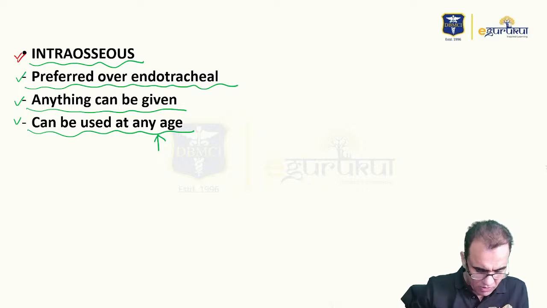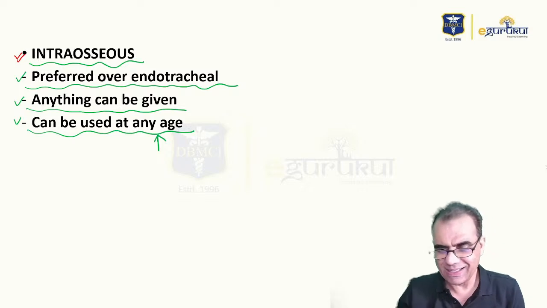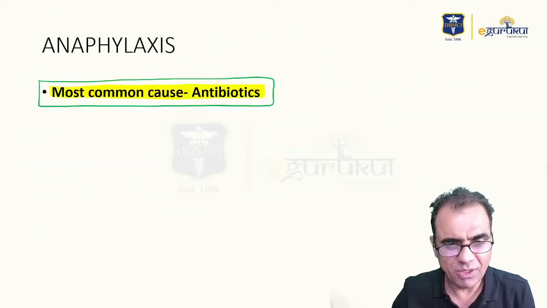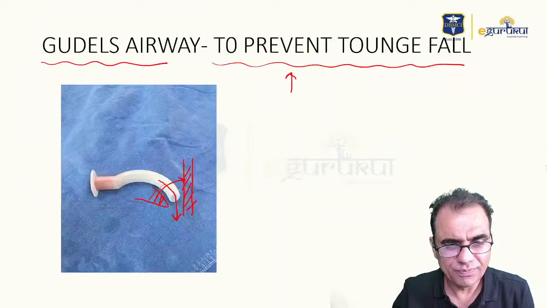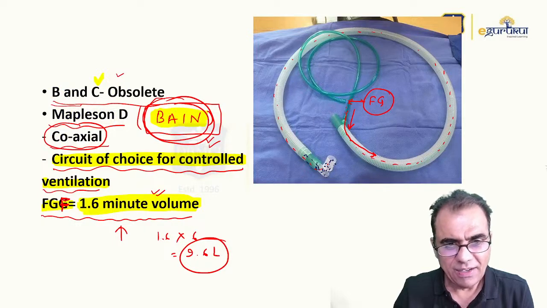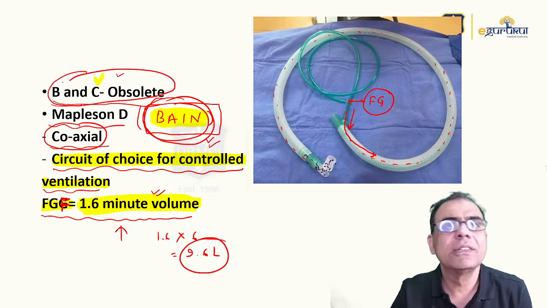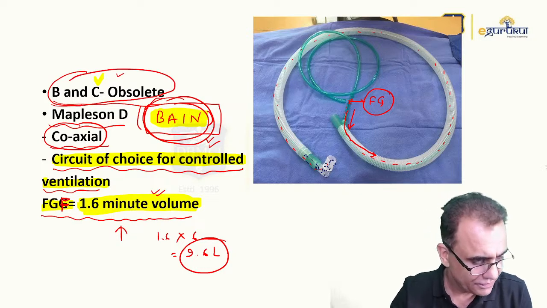Rubal asks, can you repeat the circuit of choice for B and C? I didn't get that. B and C circuits, I told you they are obsolete, not used. That's what you wanted to ask?